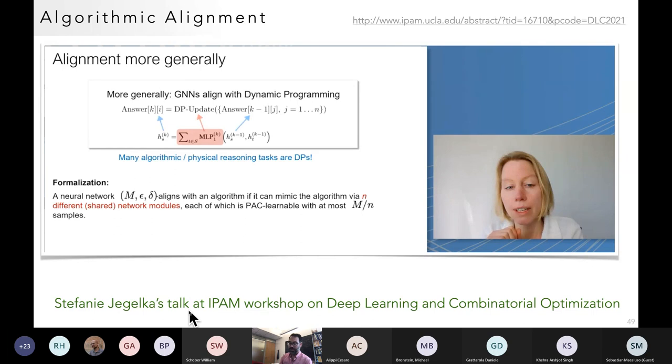Stephanie's talk was basically on the same theme. And so here you start to see this kind of convergence of these two lines of thinking. One of them is just making the point that graph neural networks align quite well with dynamic programming algorithms, and also the point that many physical reasoning tasks you can think of as dynamic programs. And so I just gave you an example.